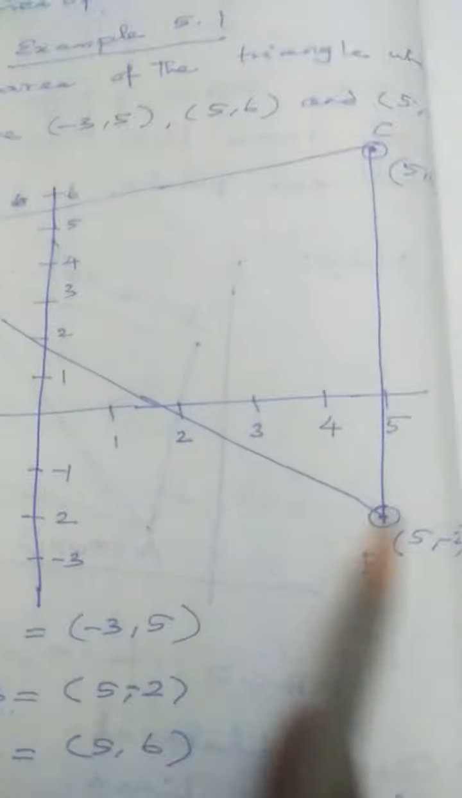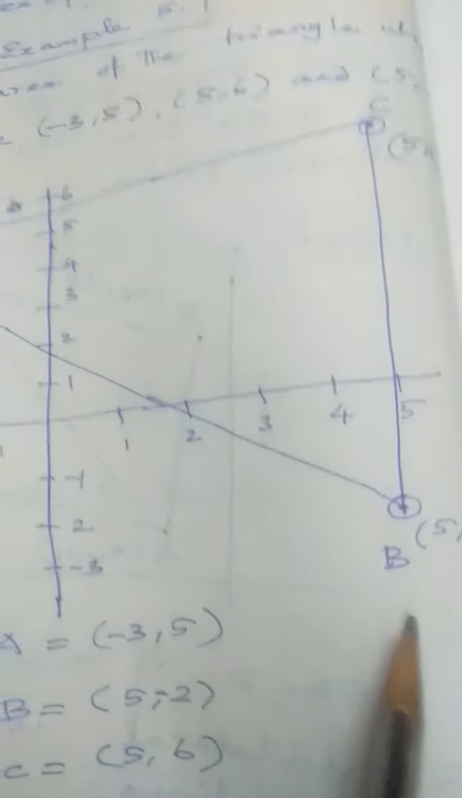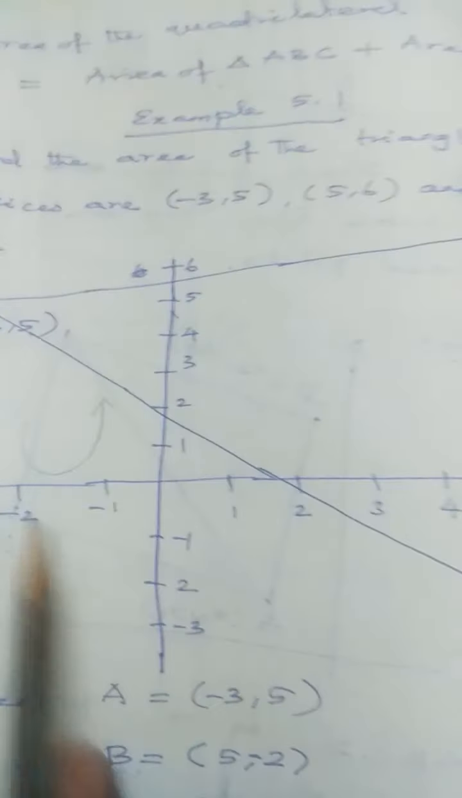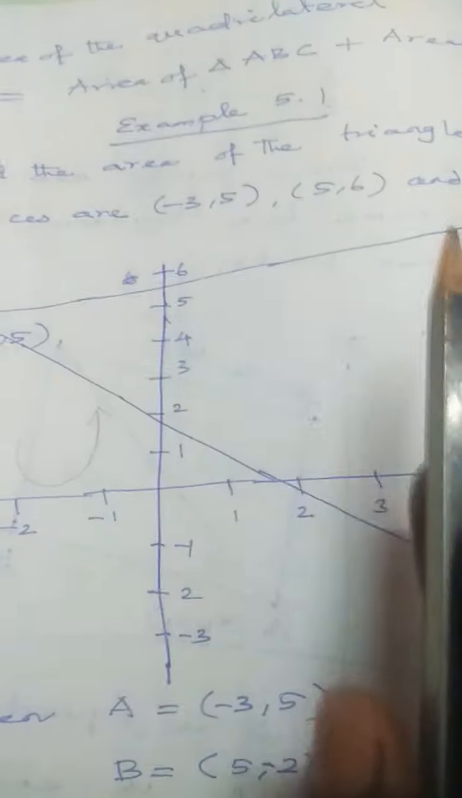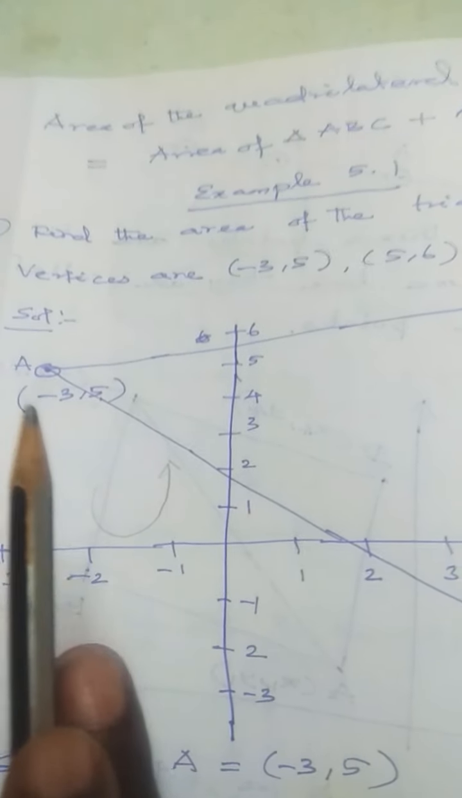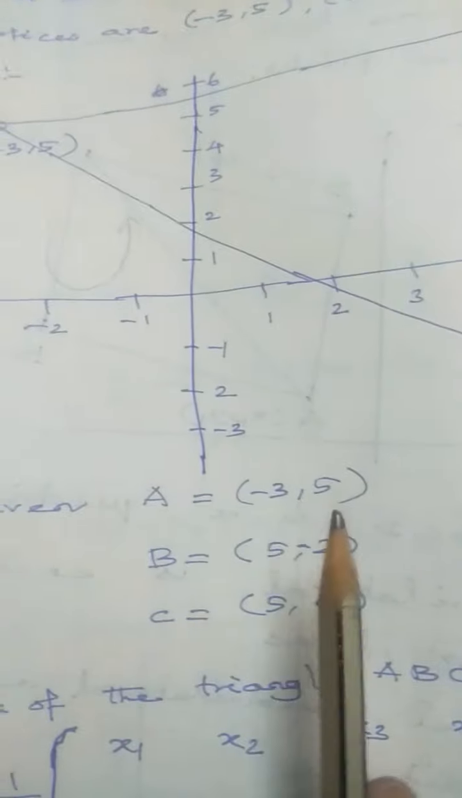Vertices means this is one vertex, and the plural form is vertices. This is A, and then you can give B and then C. So this is the anti-clockwise direction. After plotting the points and drawing the triangle, you name the vertices in order. So what is given? A is equal to this point.